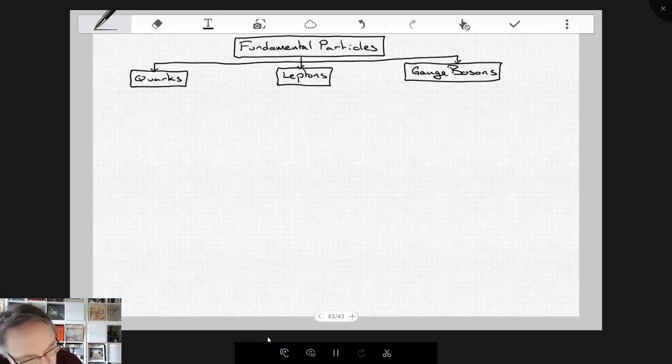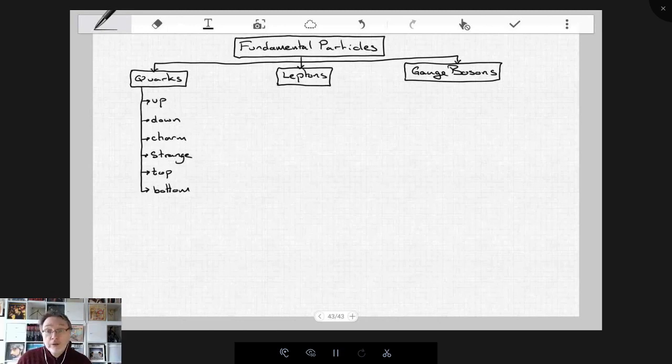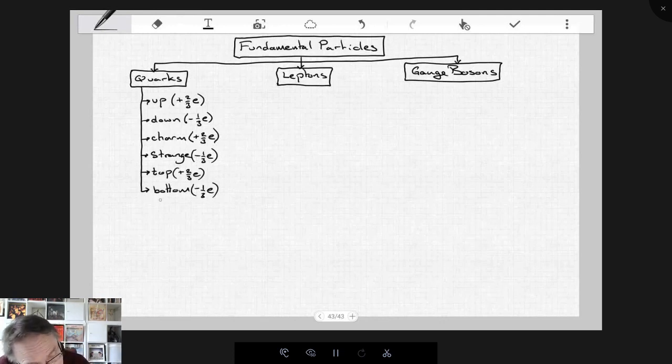Now, there are 6 known quarks: up, down, charm, strange, top, and bottom. Or, if you are of a more romantic nature, truth and beauty. And these quarks have fractional charge, and quarks get together to form bigger particles. Now, any particle made of quarks is called a hadron. And there are 2 types of hadron. There's a large hadron and a small hadron.